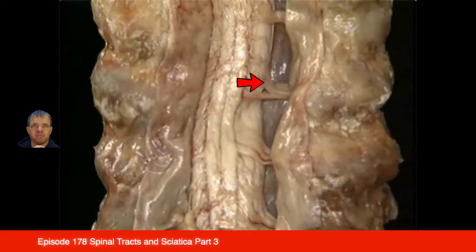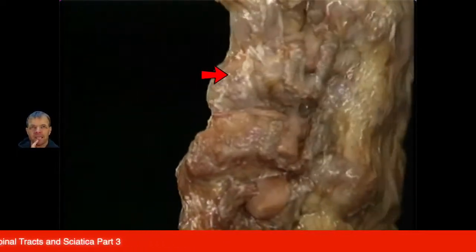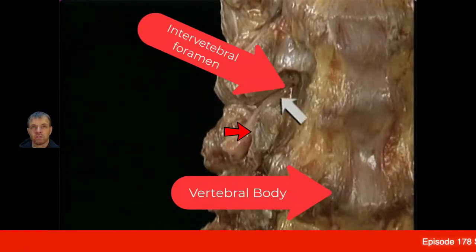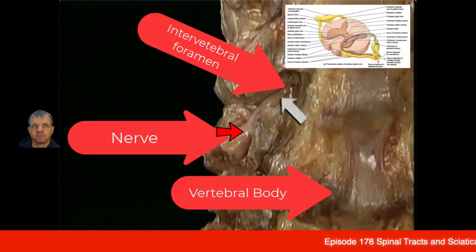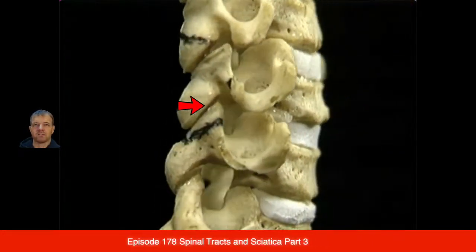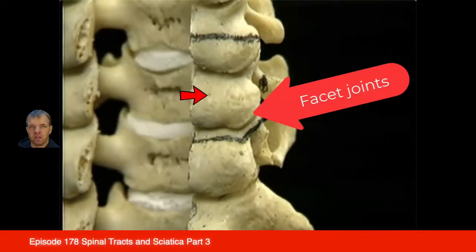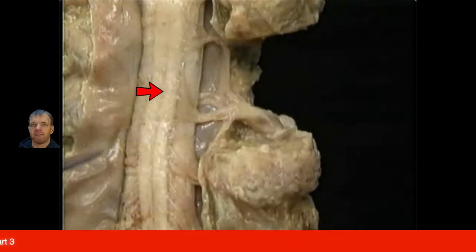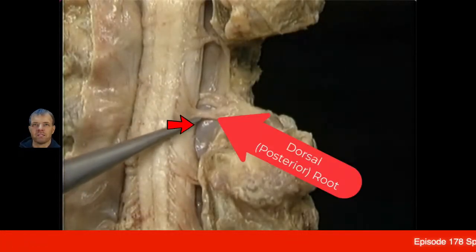So you can see these little rootlets coming out here, and then there's the main spinal nerve root just there. And I'll explain that in a bit more detail in a sec as well. So you've got the joints here, the facet joints, the little faces, and then there we are. Okay, so this is a really nice one.